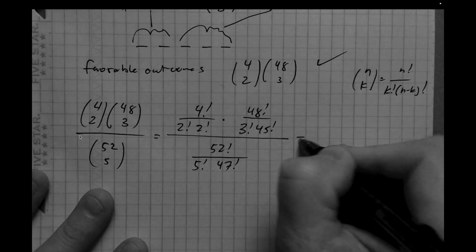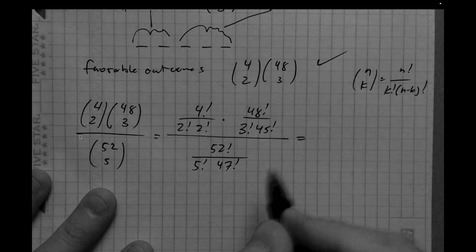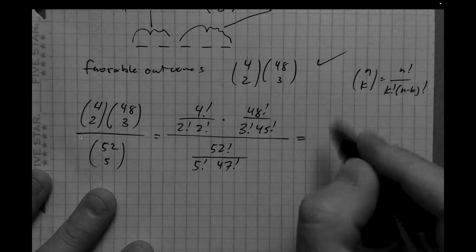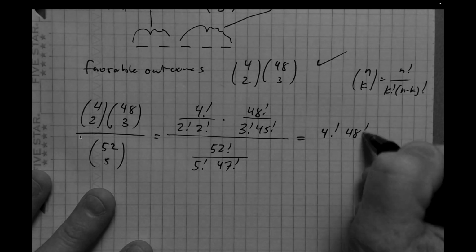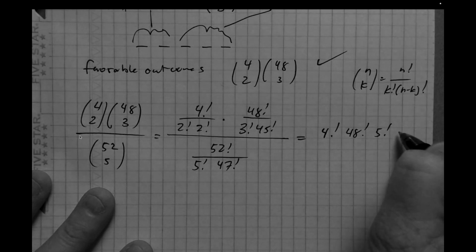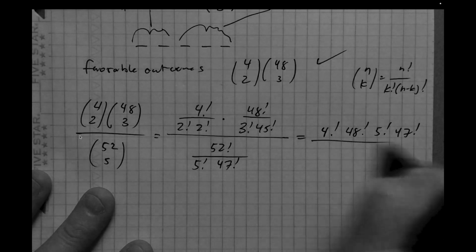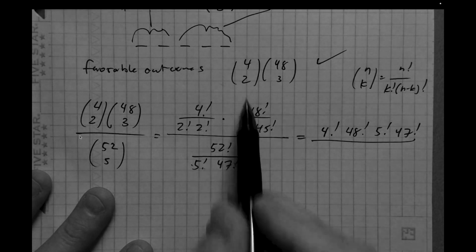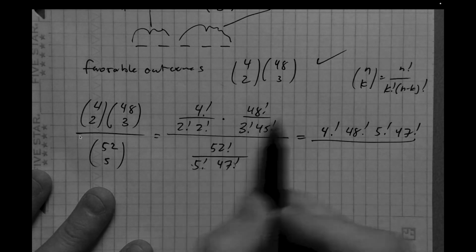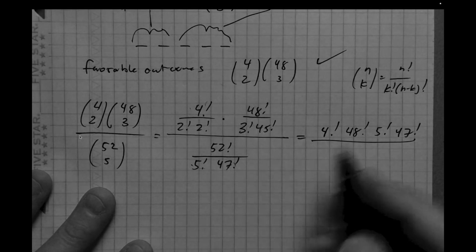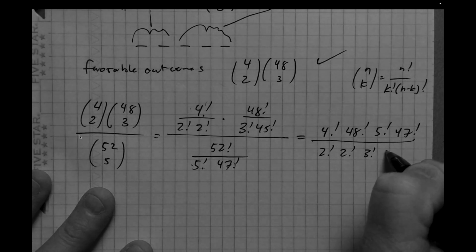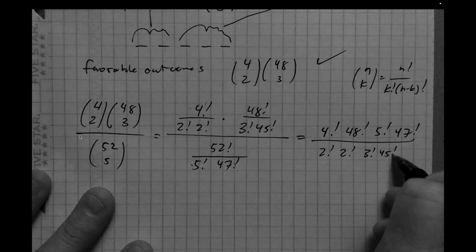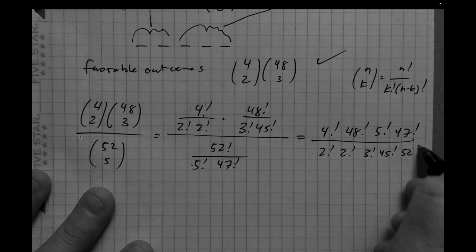Let's invert everything here and combine it all into one expression. I've got 4 factorial times 48 factorial times 5 factorial times 47 factorial, bringing the denominator up to join these two. And then in the bottom, I've got 2 factorial, 2 factorial, 3 factorial, 45 factorial, and 52 factorial.